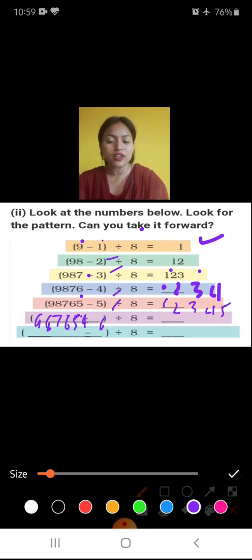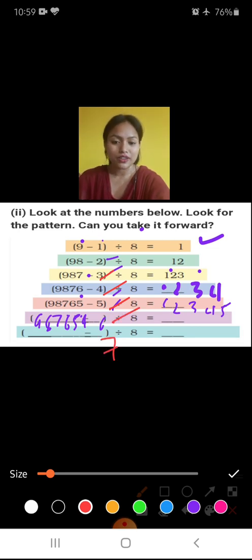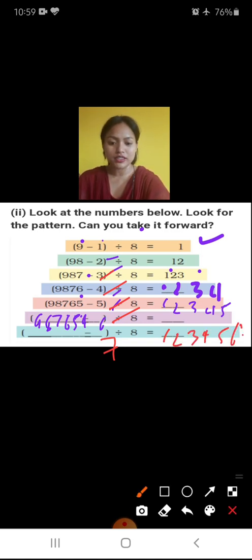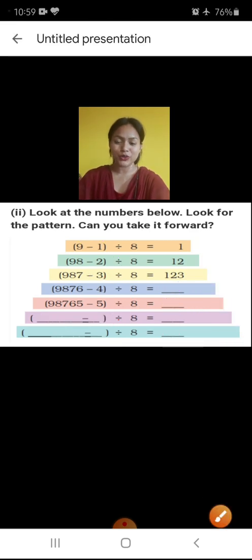In the first step, we are subtracting 1. In the second step, we are subtracting 2. In the third step, we are subtracting 3. In the fourth step, 4. Fifth step, 5. In the sixth step, 6. And in the seventh step, we will subtract 7 and divide by it. So what will come? 1, 2, 3, 4, 5, 6, 7 will be the answer. So let's see. Pause your video and try to do this question.